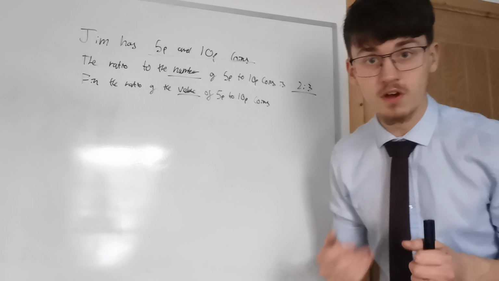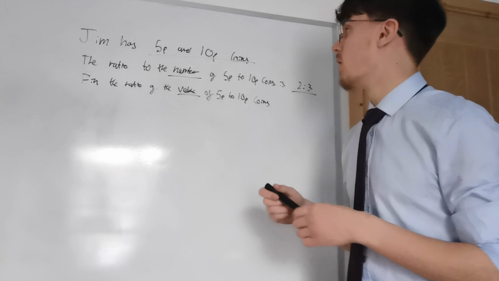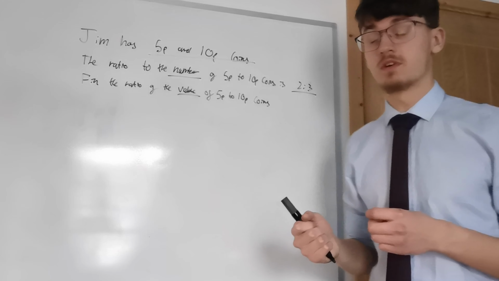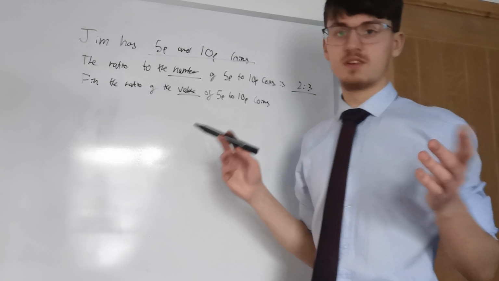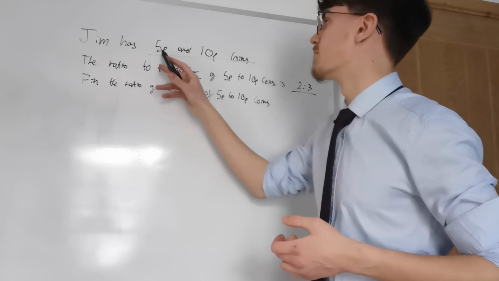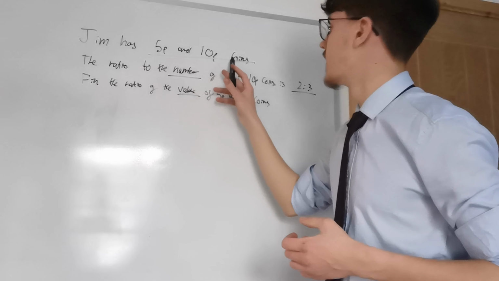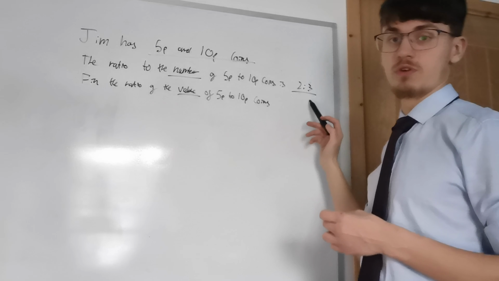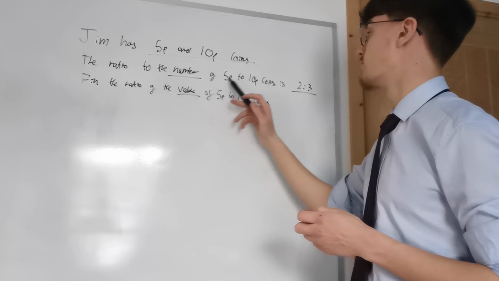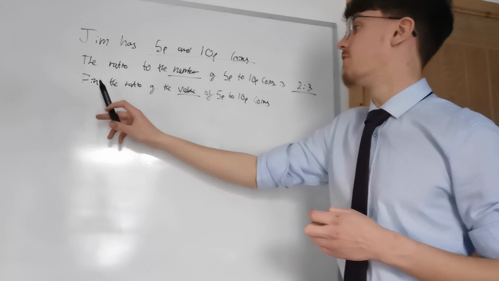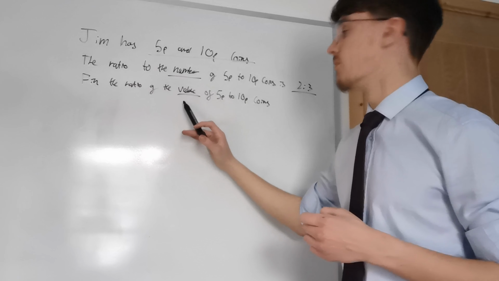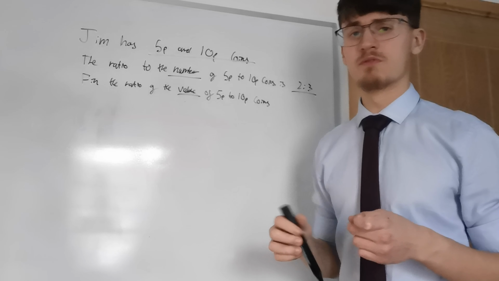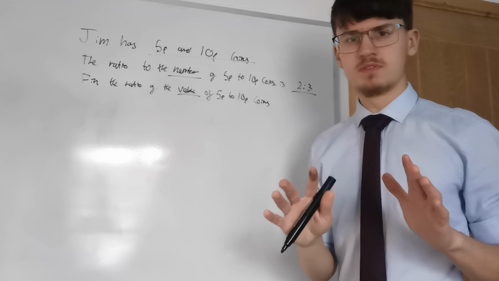So now we're going to move to our third and final question of the day. This does look complicated, but trust me, I think this is actually simpler than the last two questions we covered. So let's break down the question again. Jim has 5p and 10p coins. The ratio of the number of 5p to 10p coins is 2:3. Find the ratio of the value of 5p to 10p coins. This might seem a bit complicated because now we're finding amounts and values and all that. But trust me, it's very simple once I break it down.